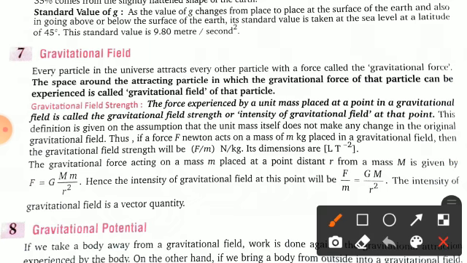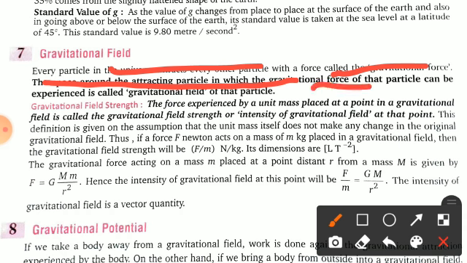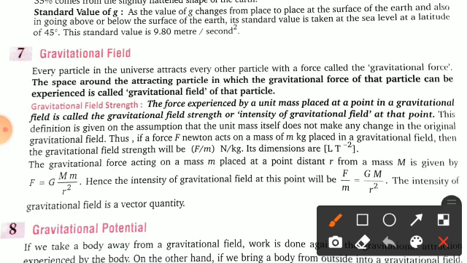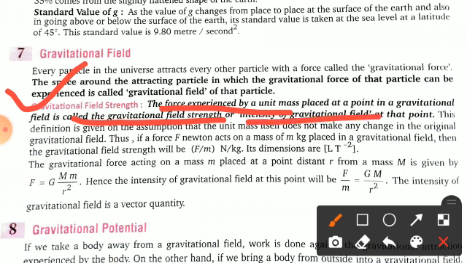Every particle in the universe attracts every other particle with a force which is called gravitational force. I hope you know very well. The space around the attracting particles in which the gravitational force of that particle can be experienced is called its gravitational field. Now here you can see the gravitational field strength. The force experienced by a unit mass which is placed at a point in the gravitational field is called its gravitational field strength, or you can say the intensity of gravitational field at that point.